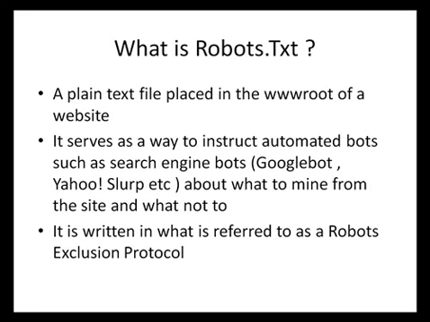So what is robots.txt? Very simply put, it is a plain text file which is human readable and is put in the root directory of your website. So for example, if the website is cnn.com, then this file would be located at cnn.com/robots.txt. So basically this is meant to serve as a way to instruct automated bots, generally search engines such as Googlebot and Yahoo Slurp, to know what they should or should not mine. And it is written in a protocol called the robots exclusion protocol.